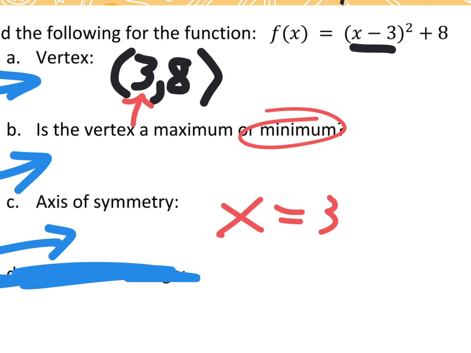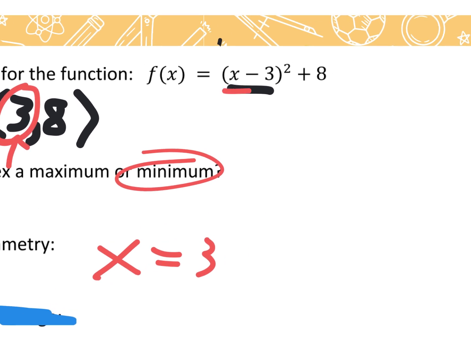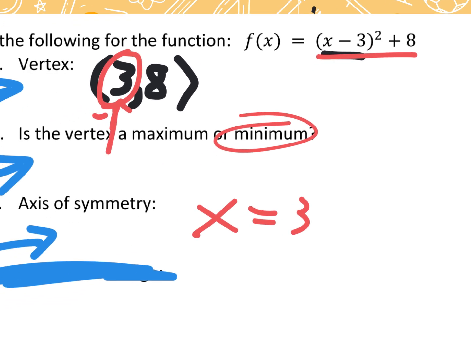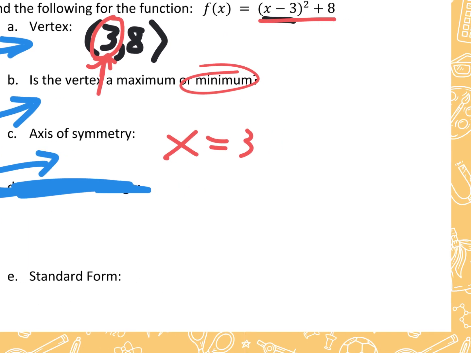Axis of symmetry is just x equals, right? And we already have it. It's that. Now, could you have done negative b over 2a? Yeah, but you would have had to multiply this whole thing out, and it would be a pain in the butt. And then you could do negative b over 2a, but geez, so much easier to just grab it from here. All right, and then the last thing is standard form.